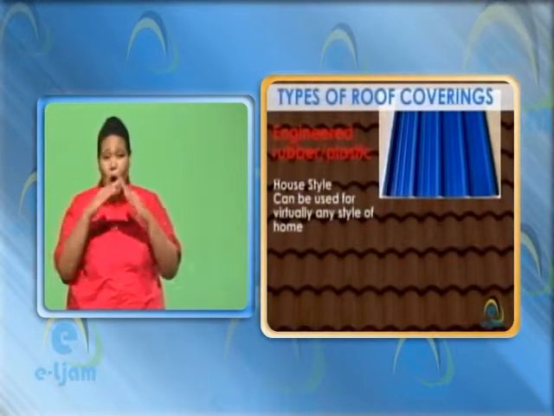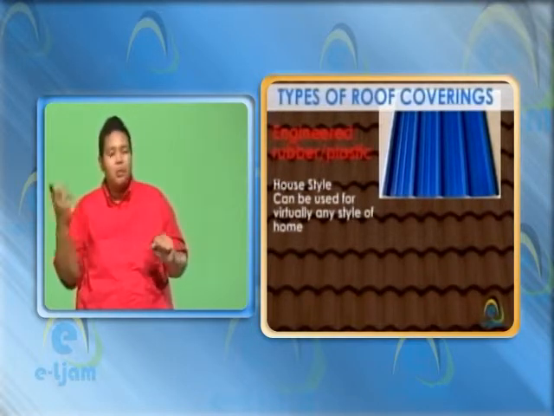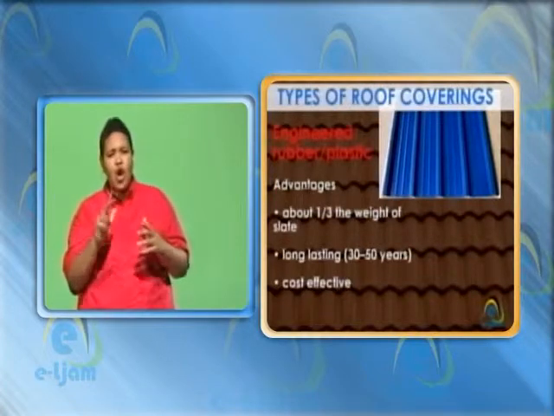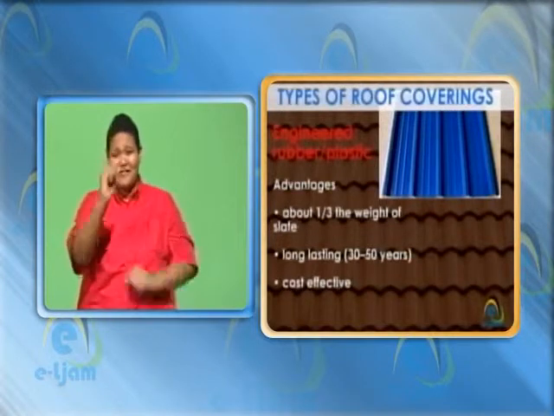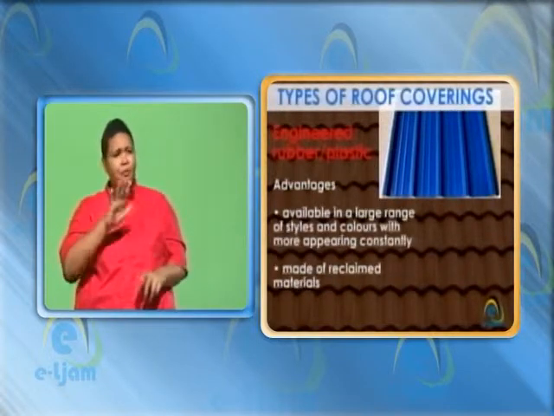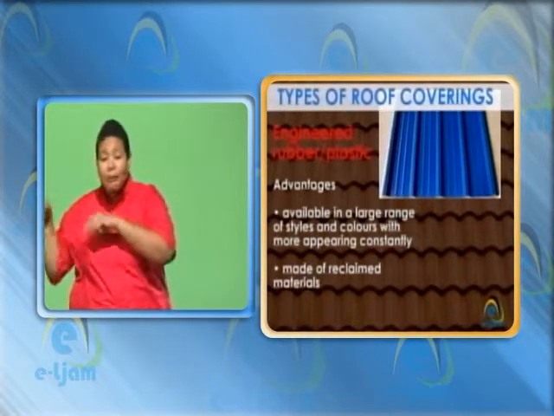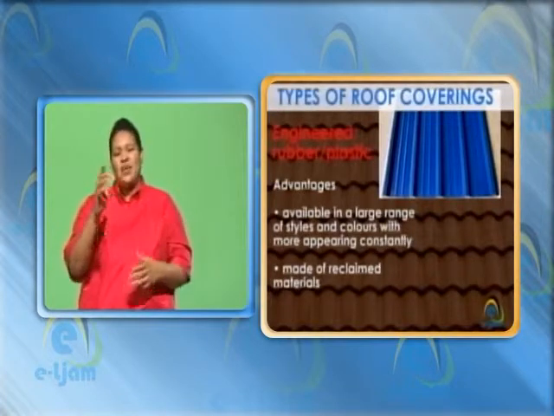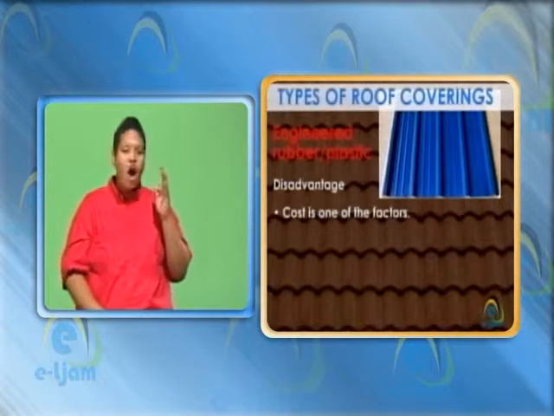Engineered rubber or plastic. House style: can be used for virtually any style of home. Advantages: about a third the weight of slate. Long lasting, 30 to 50 years. Cost effective, attractive. Available in a large range of styles and colors, with more appearing constantly. Made of reclaimed materials. Disadvantage: cost is one of the factors.